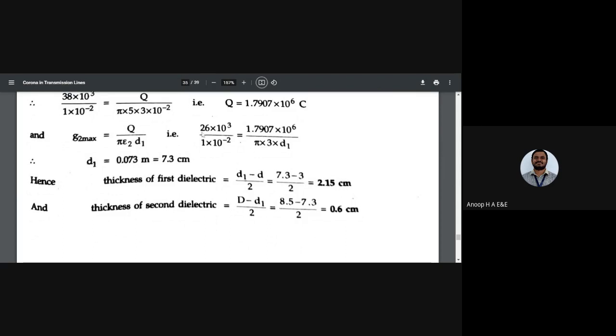Now, so G2 max you can find out as Q divided by pi epsilon 2 into D1. So what is the value of D1 that you're going to get? If you substitute Q, what you have got, it's the same charge that is there. So we are going to use the same charge what you got previously, and you are going to substitute and you are going to get D1. So what is the value of D1 that you are going to get here?